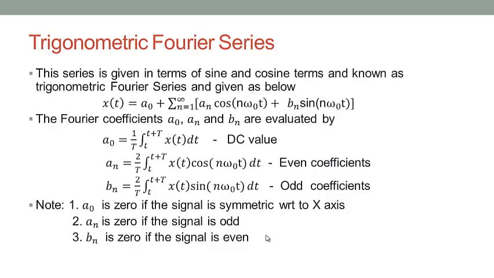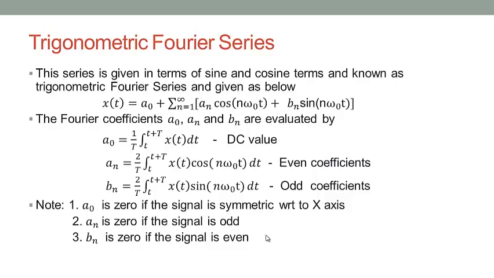So you will have n from 1 to infinity, an infinite number of terms, with cosine terms multiplied by a coefficient called a n, and sine terms multiplied by a coefficient called b n. The sine and cosine waveforms are of different frequencies given by n times omega naught. As n varies from 1 to infinity, you will have the different harmonics. a naught is the DC value, or the average. It gives you the average amplitude of your periodic signal.